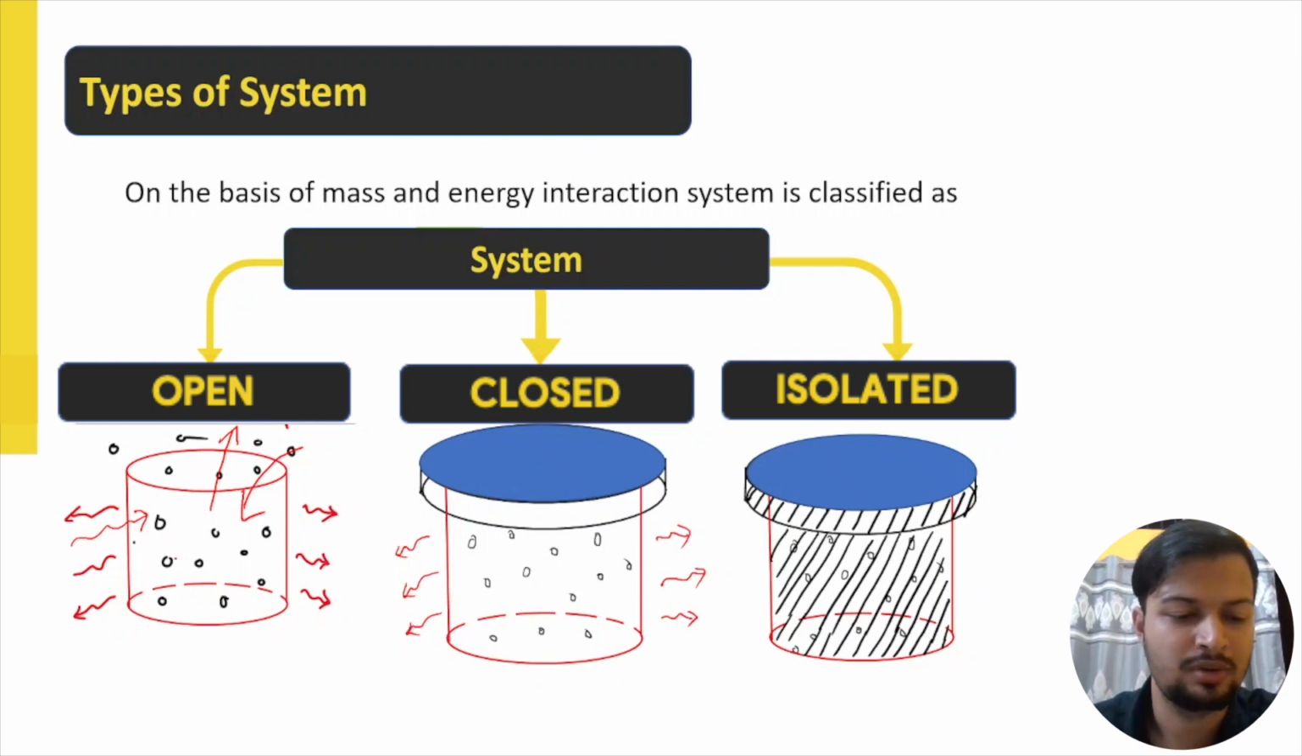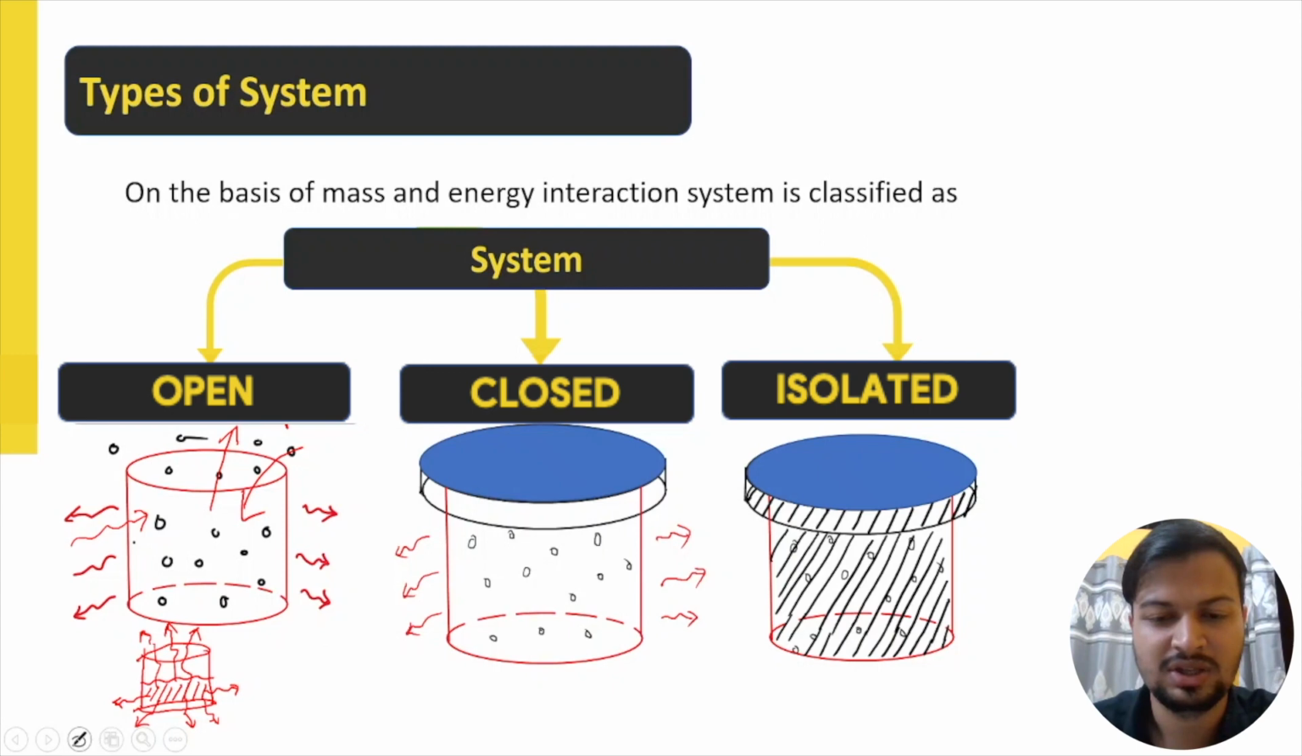You can take the example of a beaker. If you're keeping some hot water in a beaker, then the water vapor will also go out of the beaker. It will go out of the system, and the hot water will also lose some of the heat energy. So the water is also losing some of the energy. So we can say that there is energy interaction between the system and the surrounding also. So this is an example of an open system.